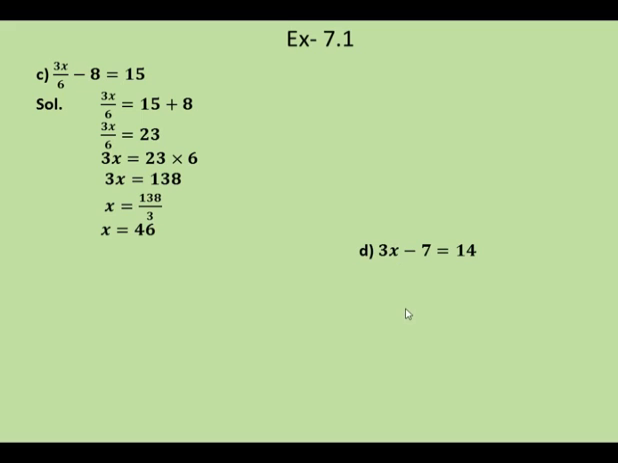D part. Now we are having 3x minus 7 equal to 14. So by transposition, 3x equal to 14 plus 7. Minus 7 transferred to RHS side is plus 7. So 3x equal to 21. Now here 3x, 3 is in multiple. When we move to RHS side, it will divide. So x equal to 21 upon 3, that is 7. x equal to 7, answer.